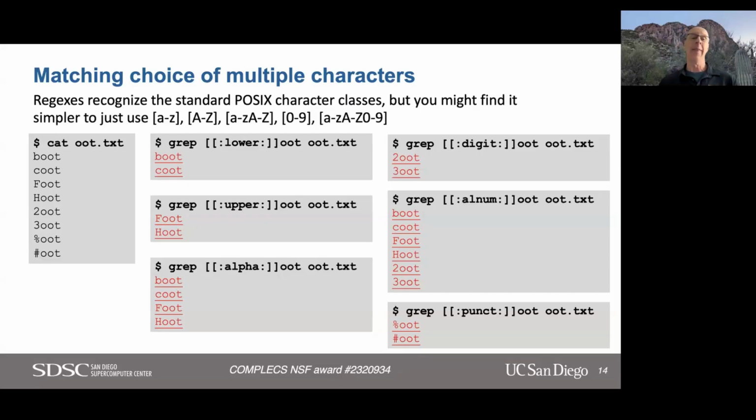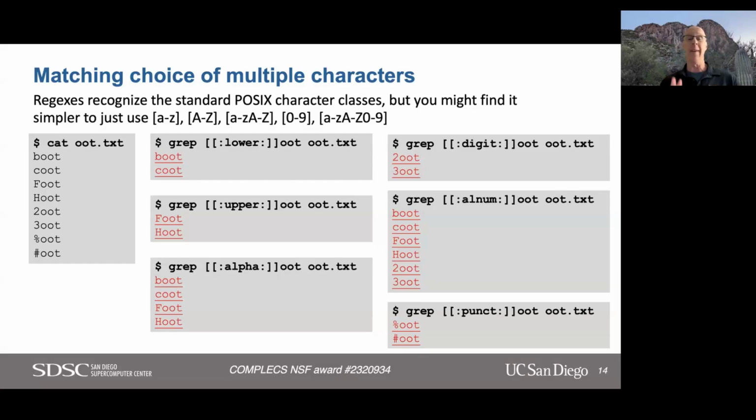Now I find that in real life I tend to just use the notation A-Z, or capital A dash capital Z, 0 through 9, or so on. I find it a little more convenient than using the POSIX character classes, but they're there if you need them.